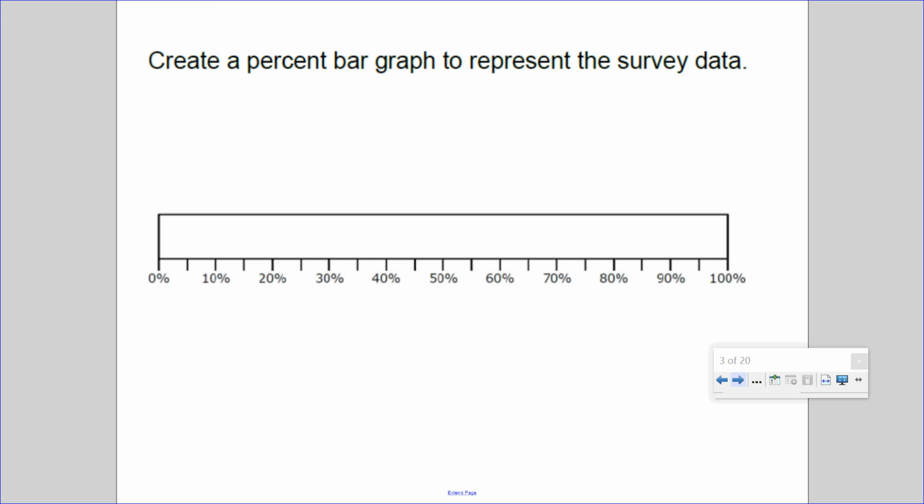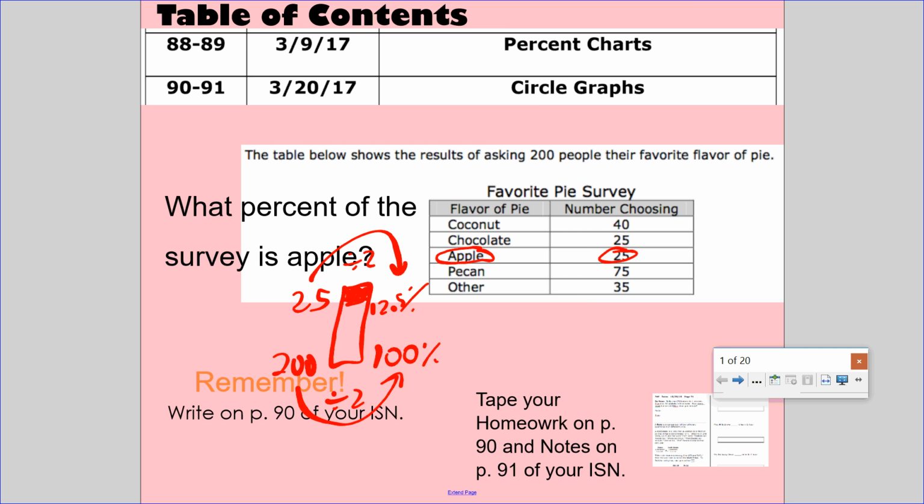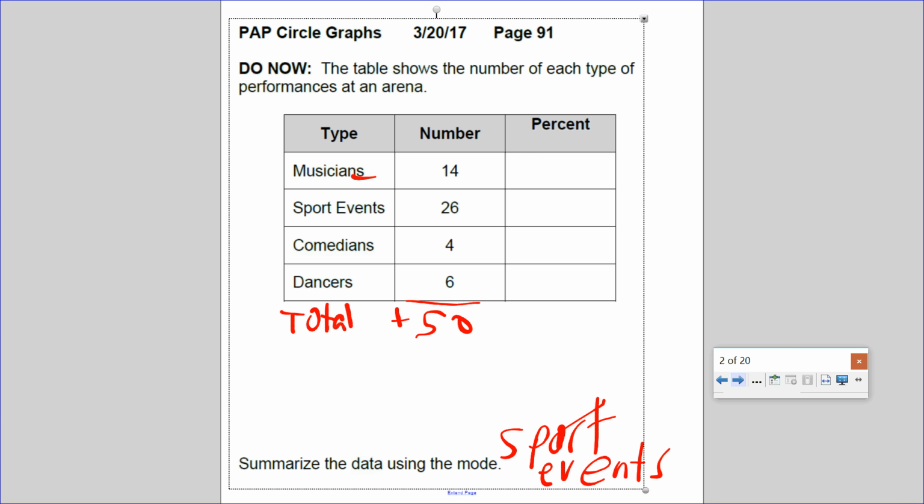Now create a percent bar graph to represent the survey data. So let's find the percentage. So 14 people selected musicians. There were 14 musicians out of 50 performances. What is the relationship to 100%? Times 2, 28 over 100, or 28%.